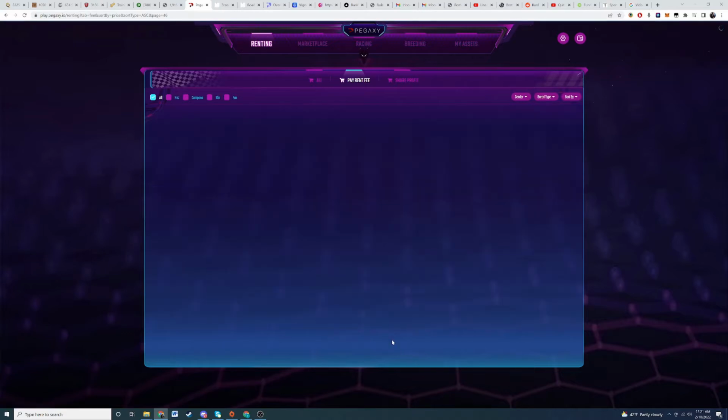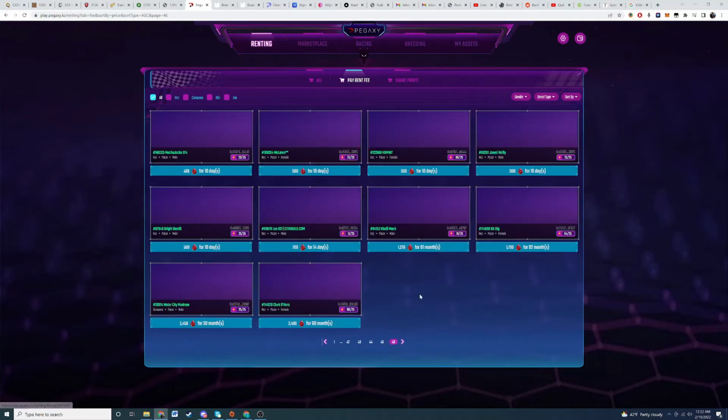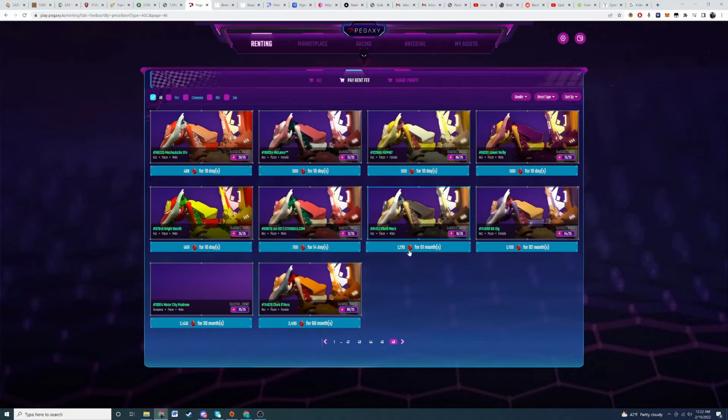If we go to the very most expensive ones, we have 1270 PGX, which is about $635 to rent it for an entire month. And we have two extremely long-term contracts, one for 30 months and one for 60 months here. This one is about $1,250 to rent it for 60 months.